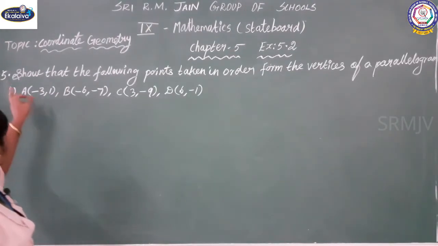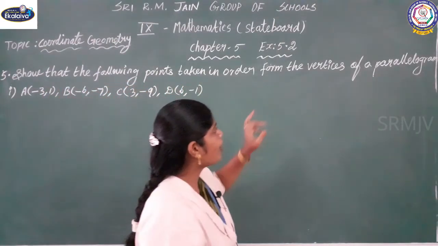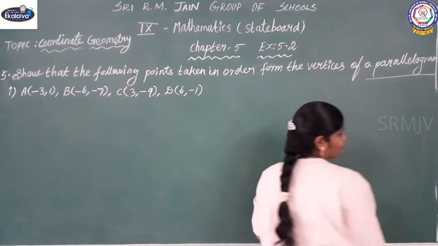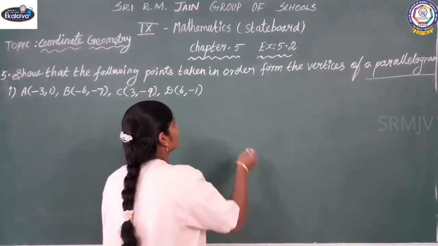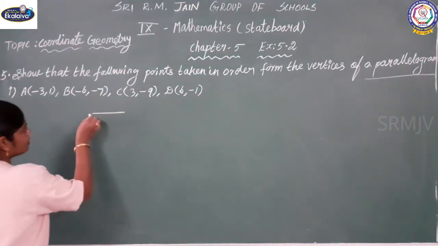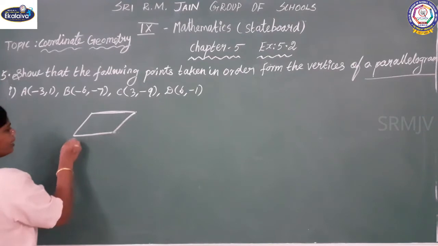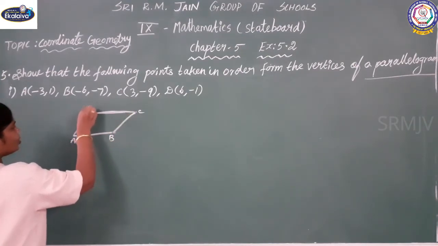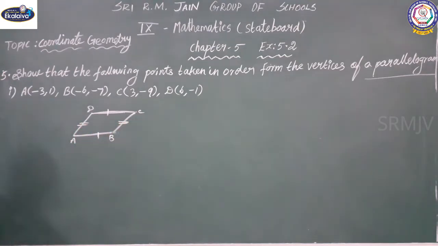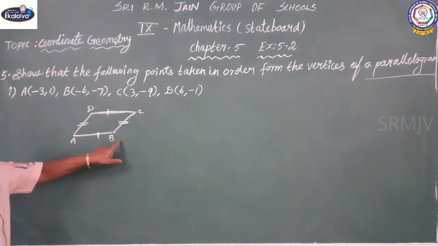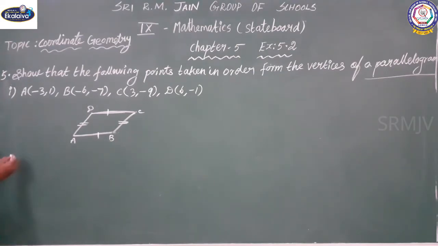See the next one, question number 5. Show that the following points taken in order form the vertices of a parallelogram. Okay, in a parallelogram opposite sides are parallel and equal. Okay. See, this is a parallelogram. A, B, C, D. Opposite sides are parallel and equal. Okay. So, we are going to find the distance of AB, BC, CD and DA. Okay. So, first you find AB.